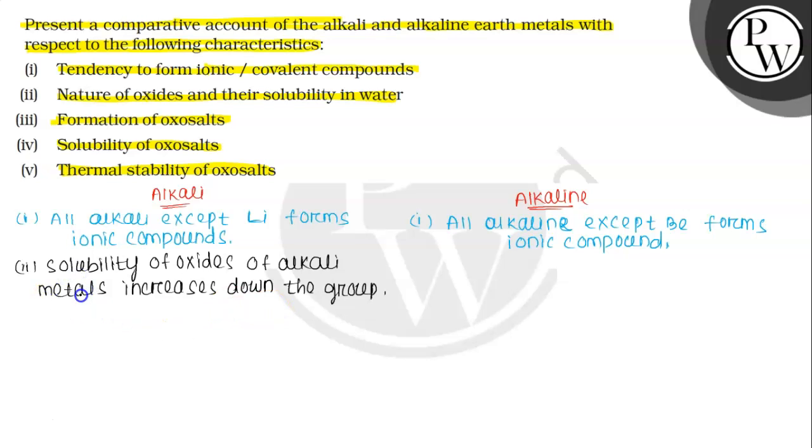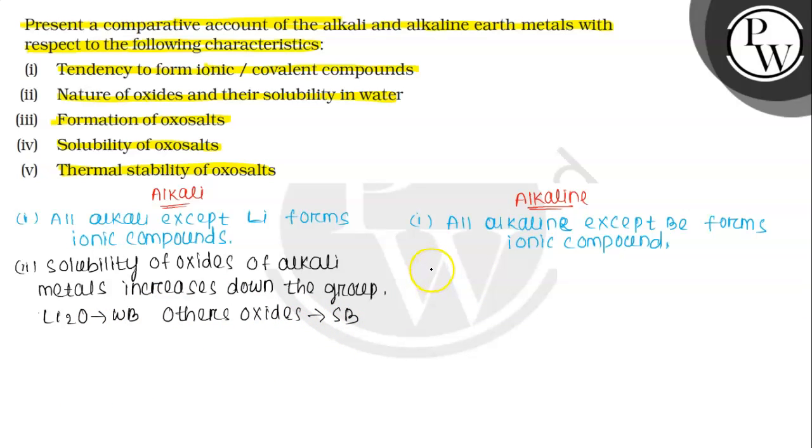And if we see the nature of oxides, all alkali metal oxides are basic. Lithium oxide is weakly basic, but the other oxides are strong bases. Only the oxide of lithium is a weak base, while the other oxides are strong bases.